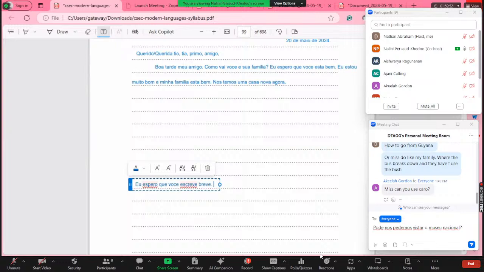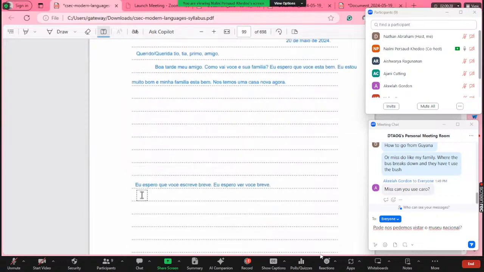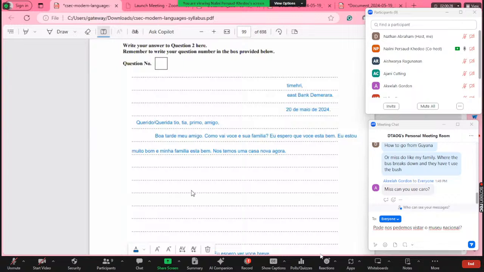Or you can say something like, "eu espero ver você breve." I hope to see you soon. Right? Something to that extent. And then you close. The document I sent also has a closure. And so your body, you can prepare something. You don't have to take what I gave you. I'm just showing you what I have here.